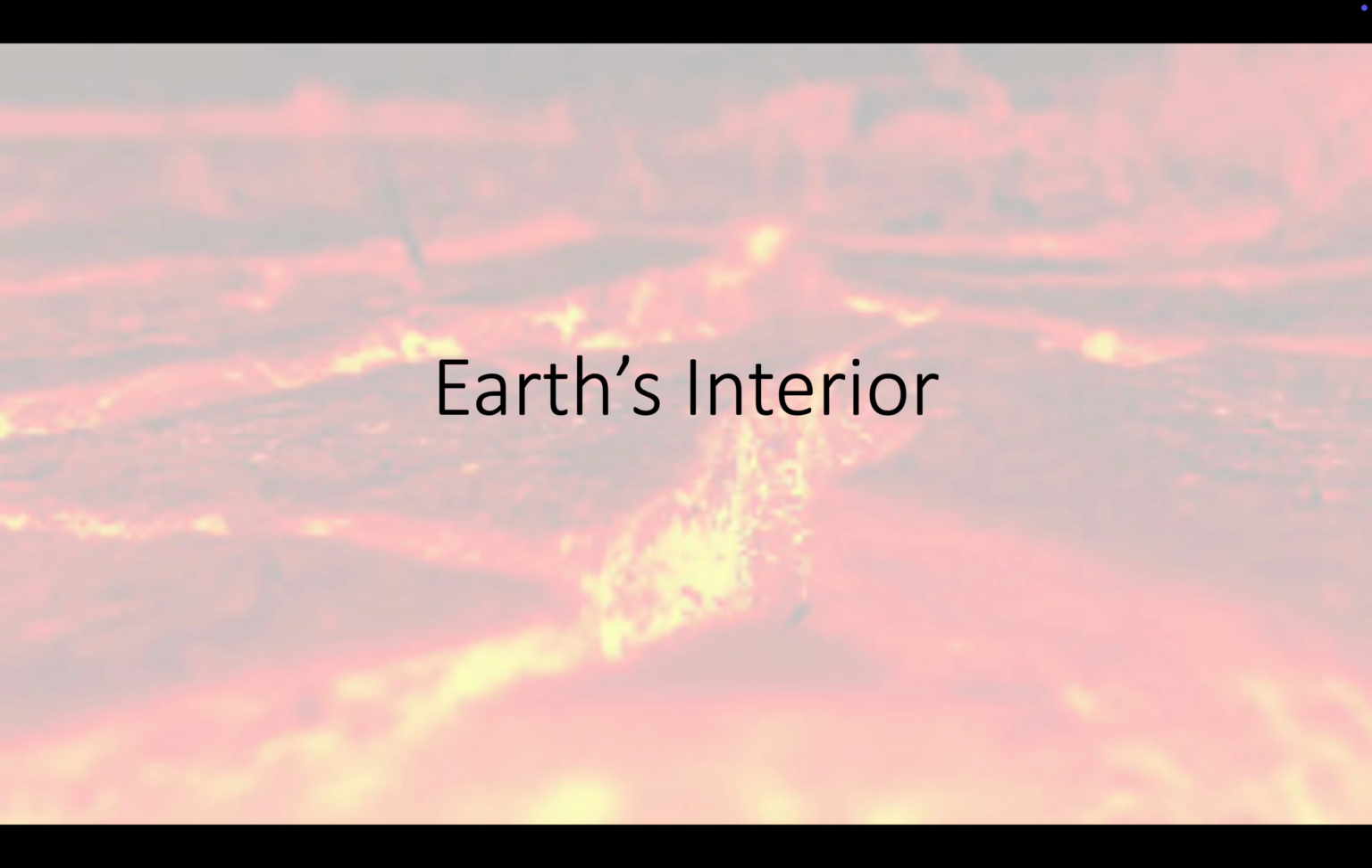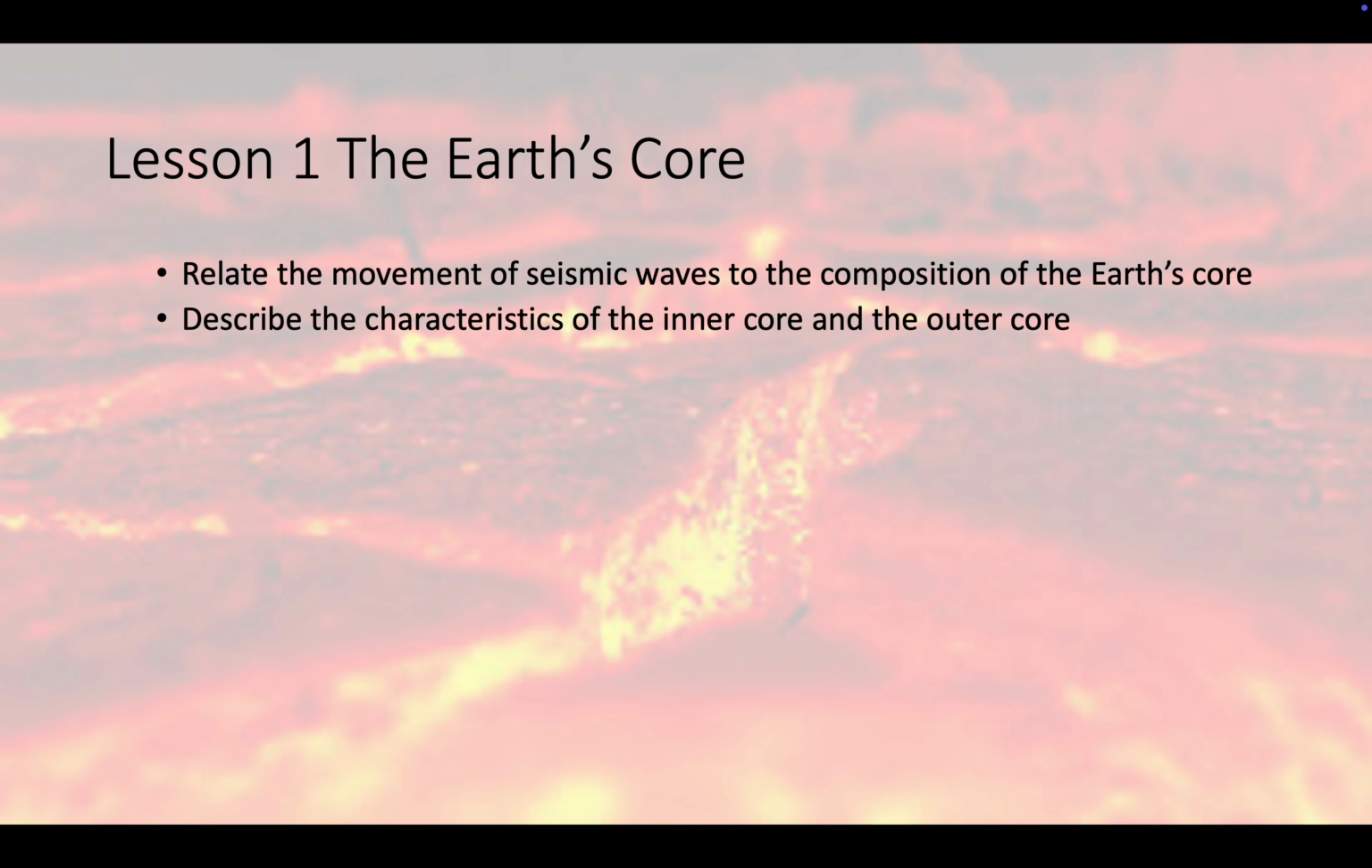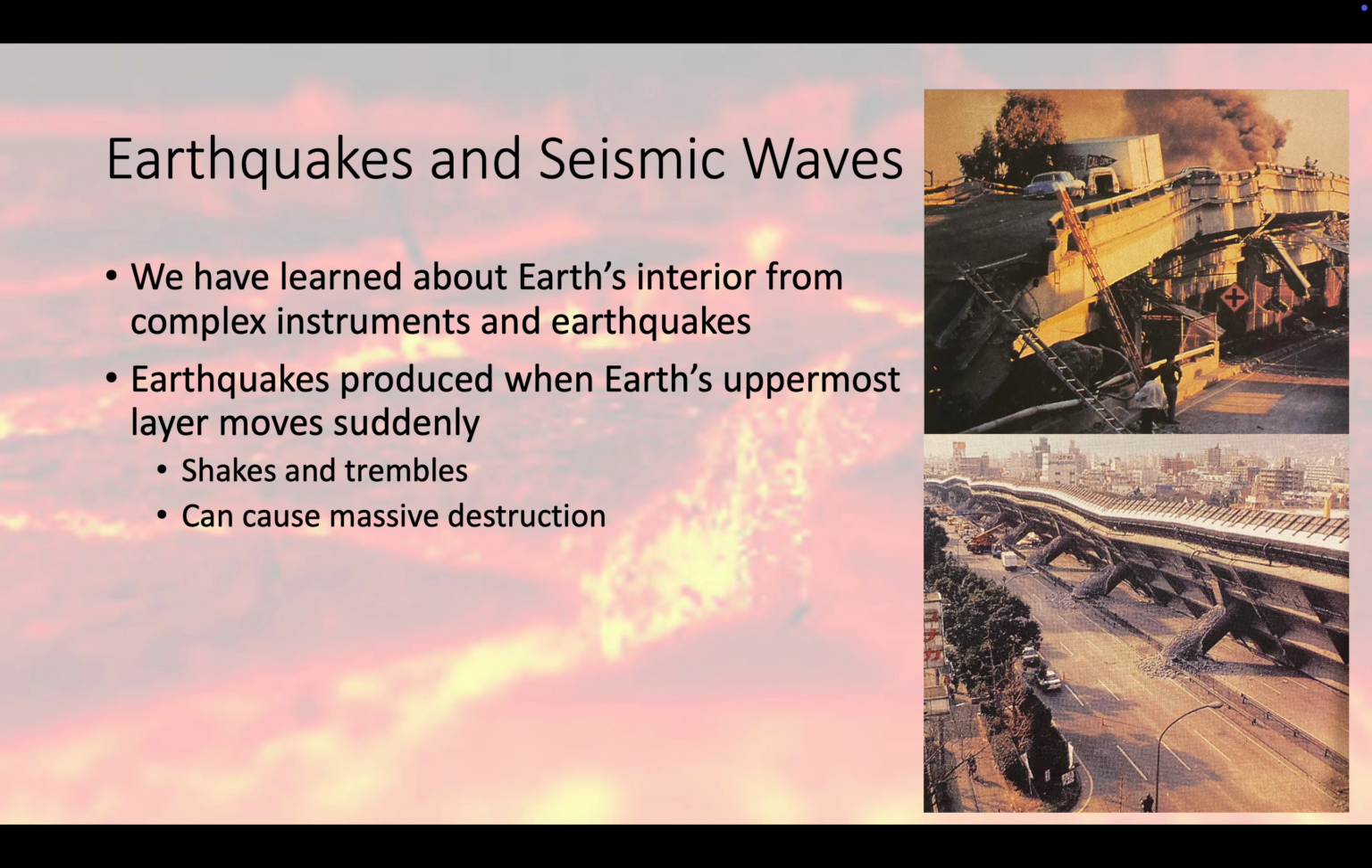Right, the first unit we're talking about is Earth's interior. With Earth's interior, we'll be learning about the layers. The first lesson is about Earth's core. We're going to relate the movement of seismic waves to the composition of the Earth's core, and we're going to describe the characteristics of the inner core and the outer core. Those are the two main things you're doing for this lesson.